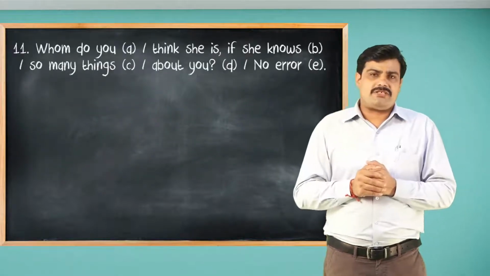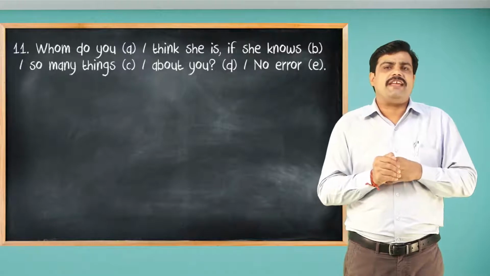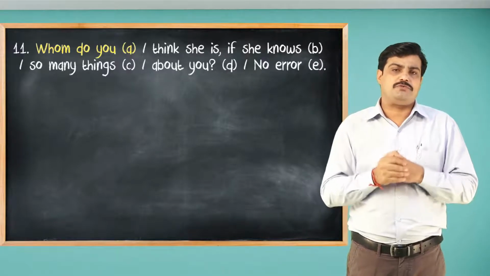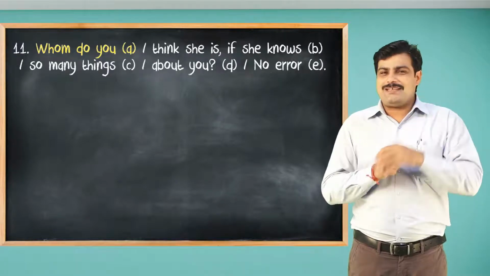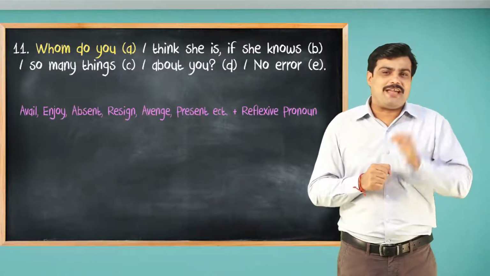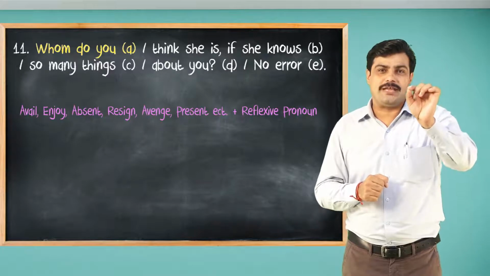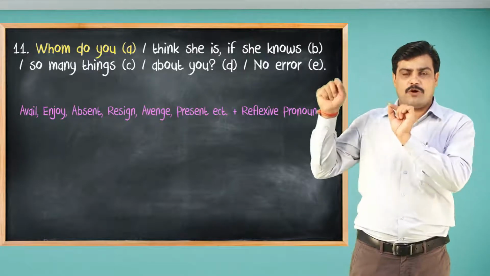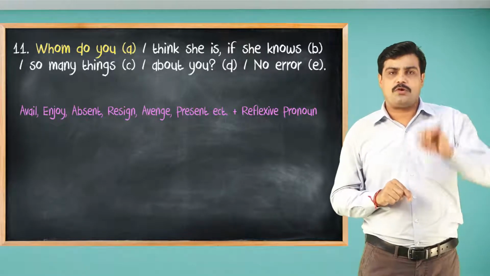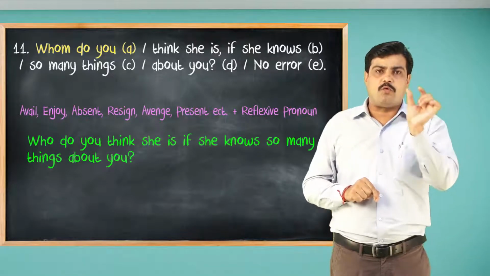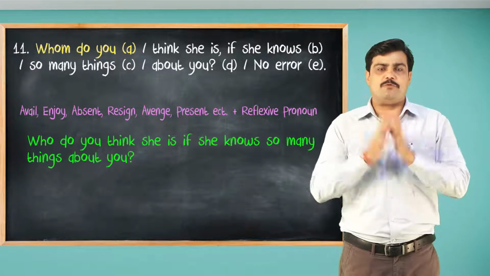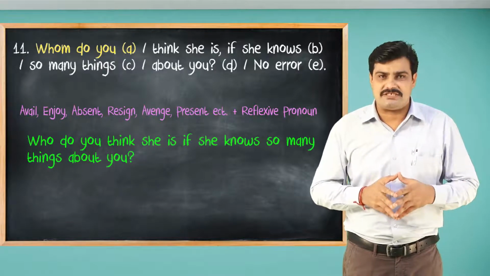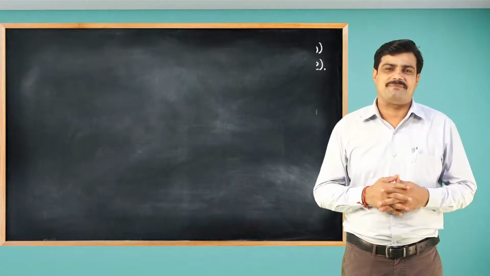Now let us take another sentence. Whom do you think she is, if she knows so many things about you? Here in this sentence, the error is in part A. Whom do you think she is? Now she is used in the subjective or nominative case, so the pronoun whom should be replaced by who. So you can say the sentence like, who do you think she is, is the right expression.